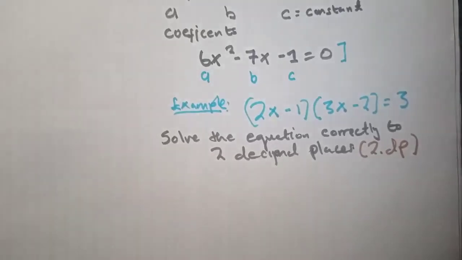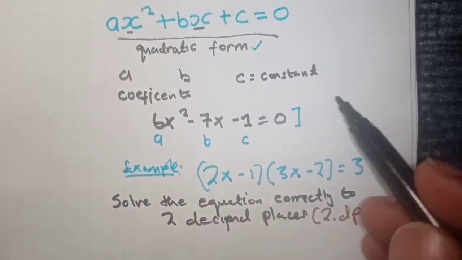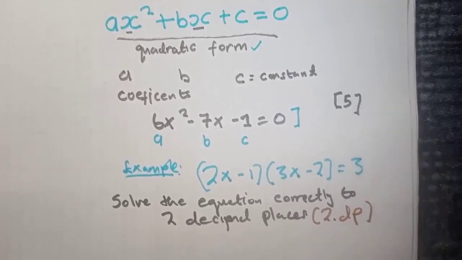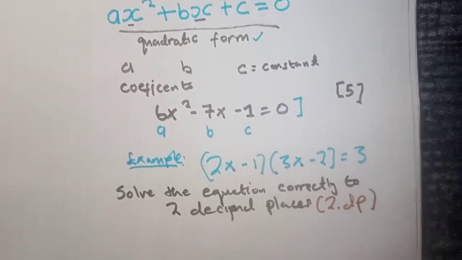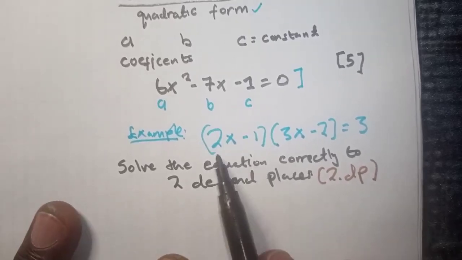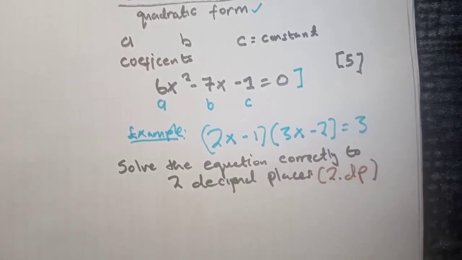Now in the exam under GCE, such type of questions are given 5 marks each. So let's look at this example we have: in brackets 2x minus 1, in brackets 3x minus 2 is equal to 3.